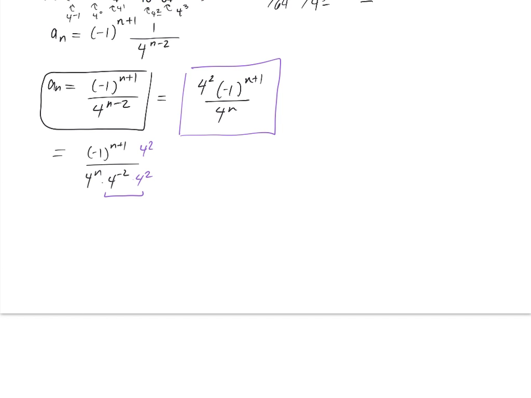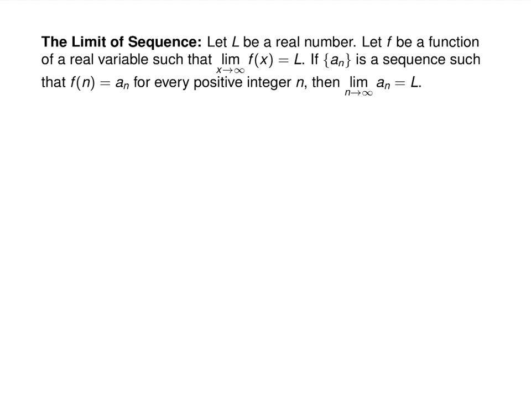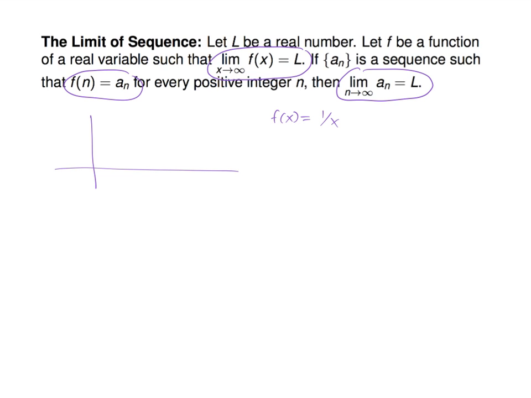All right, so here is a pretty useful idea. If you have a function and its limit is L, and if you have a sequence that matches that function, then the limit of the sequence is the same thing as the limit of the function. So, for example, suppose we had f of x equals 1 over x, okay? That function looks like this, right? What's the sequence going to look like?